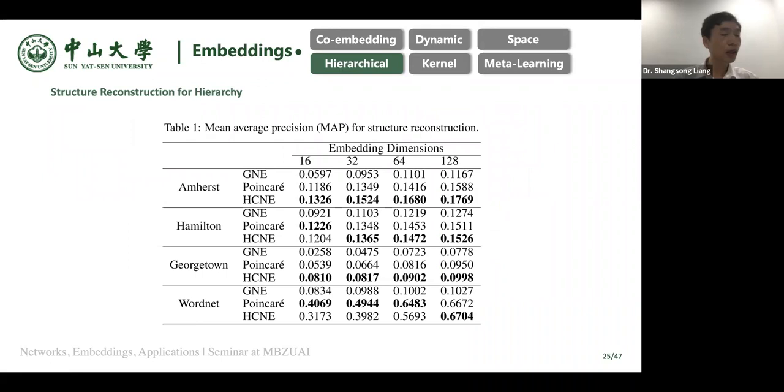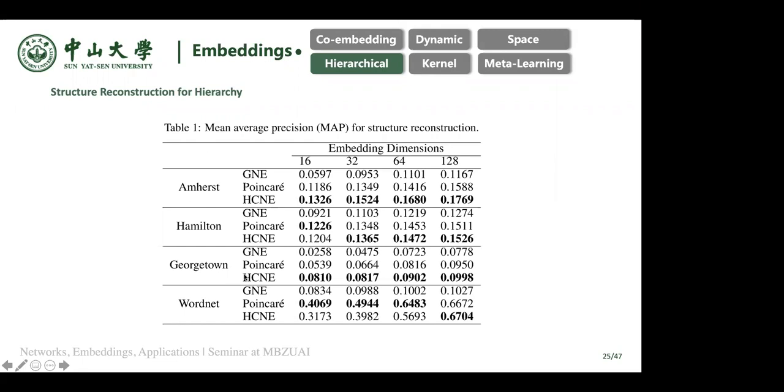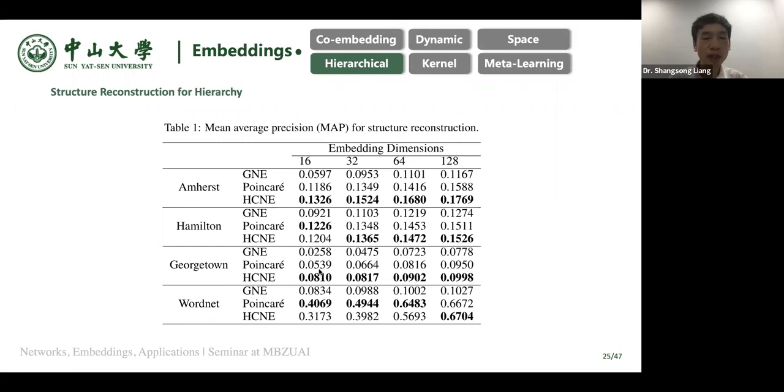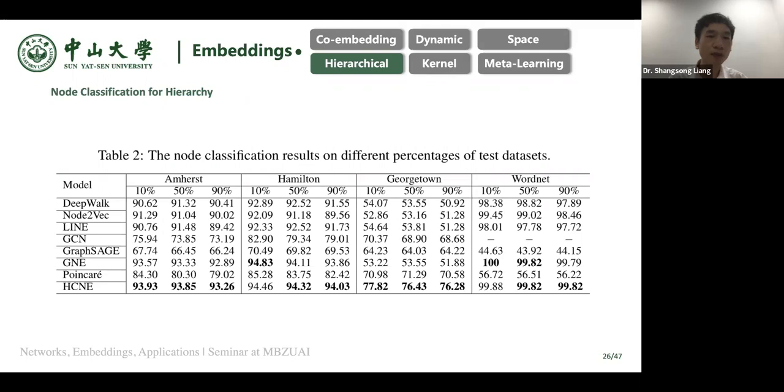We also evaluate the performance of our hierarchical embedding algorithm. We did a number of experiments. One is to reconstruct the tree structures of the network. Here we have a number of hierarchical embedding baselines. Some are modeled in a different space, such as the Poincaré space. Here you can see from table one that our algorithm, hierarchical complex network embedding, HCNE, performs the best. Then we also compare in terms of node classification. You can see in table two, we have four data sets. In almost all the data sets, our algorithm performs the best in terms of node classification.